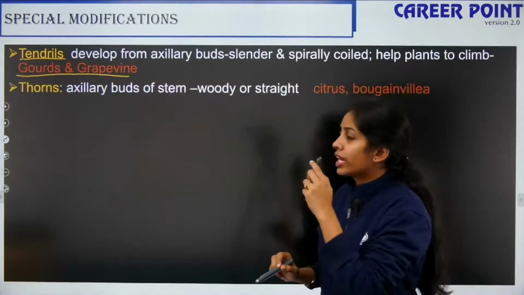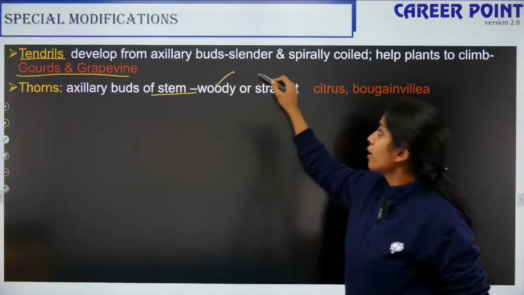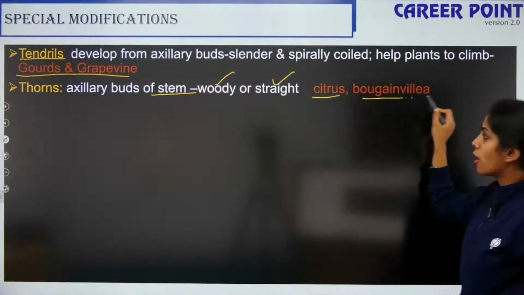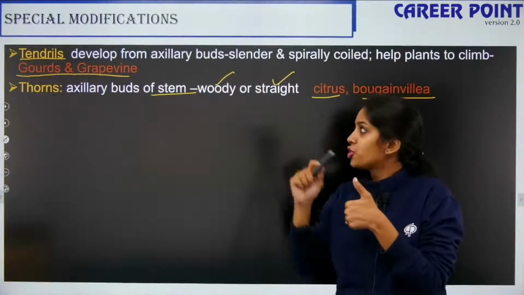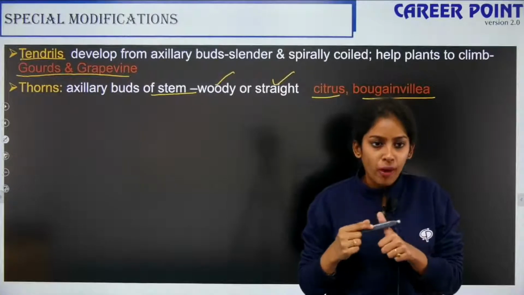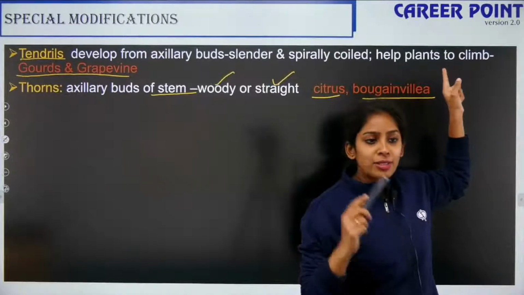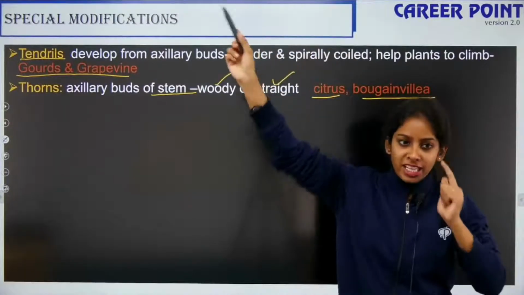Okay, so in thorns, sometimes thorns are the axillary buds of stems, they can be woody or straight, as in citrus or bougainvillea. So these are special modifications. One type of special modification is your tendril, in the case of your gourds and your grapevine. What is the function? It helps in climbing the height of the plant. It climbs up, the plant spreads its growth, right?